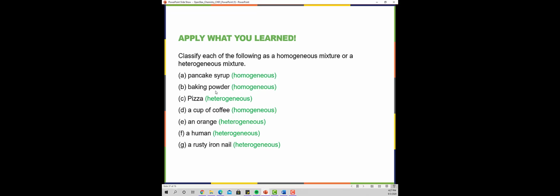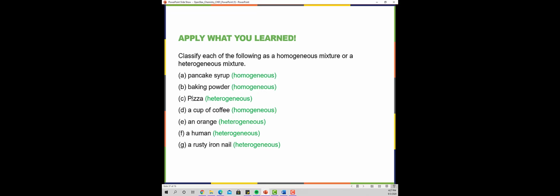Baking powder is, baking soda is not even a mixture. I don't know why that one's on here. That was baking soda. Getting confusing myself. So baking powder, we said, is a mixture of baking soda and tartaric acid. Generally, those are mixed up so well that it just looks like a powder. So if something looks uniform and you can't see any different parts of the substance, then it must be homogeneous. So baking powder is homogeneous.